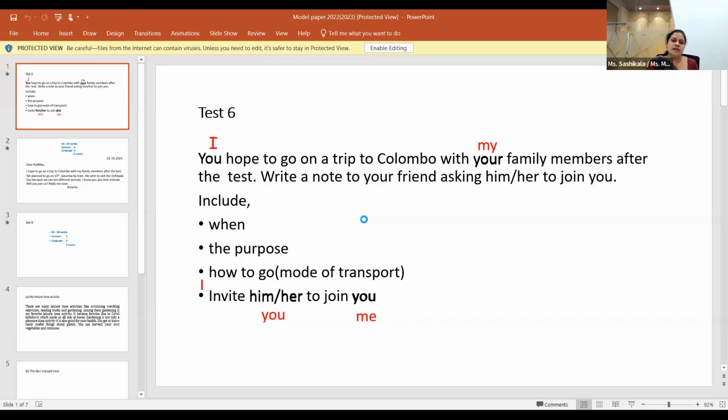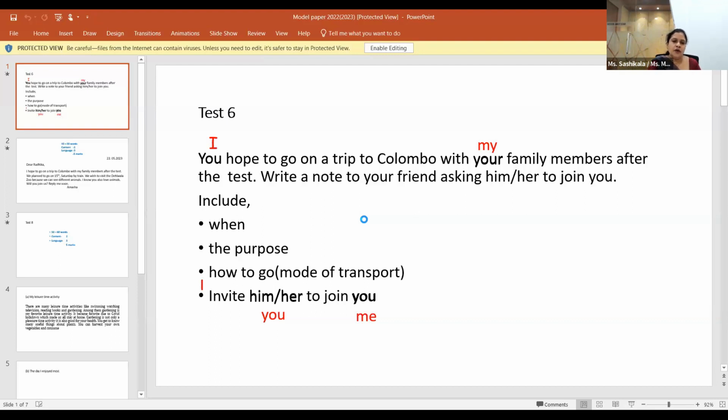Right. So I'll take the first sentence, which I changed in the question. Right now, I write it. I hope to go on a trip to Colombo with my family members after the test. So that is the first sentence I wish to write.